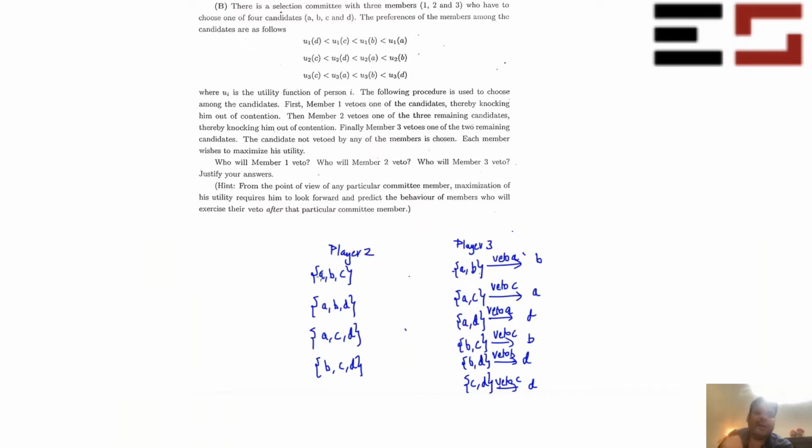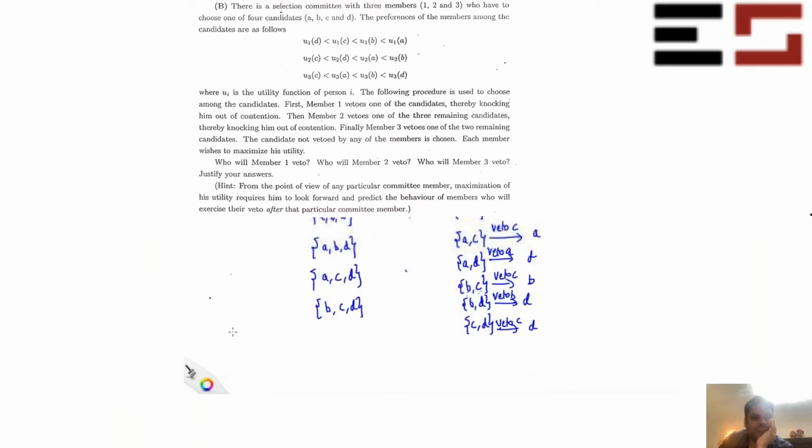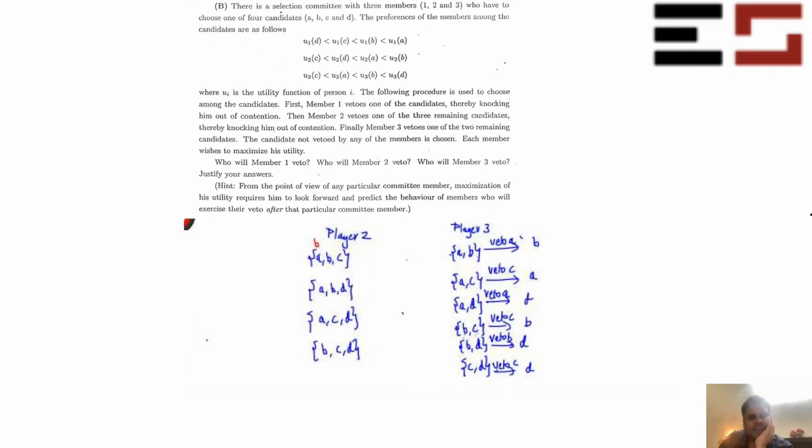Okay, so he's going to say, if I veto A, then B and C will be left. And if B and C are left, then B will be chosen. So I'm going to write that on the top: if I veto A, then B will be chosen, because if I veto A, then B and C will be left. Out of B and C, player 3 will veto C, then B will be chosen. So if I veto A, I'm basically saying, choose B.